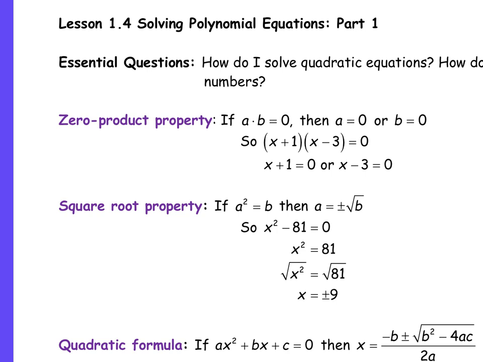The square root property says if a squared equals b, then a equals plus or minus the square root of b. So x squared minus 81 equals 0. Add 81, square root both sides, I get x equals plus or minus 9. Yeah, right? Everyone okay with that?